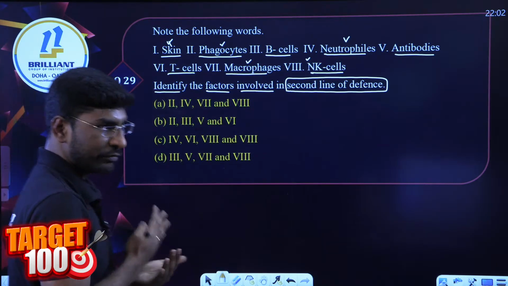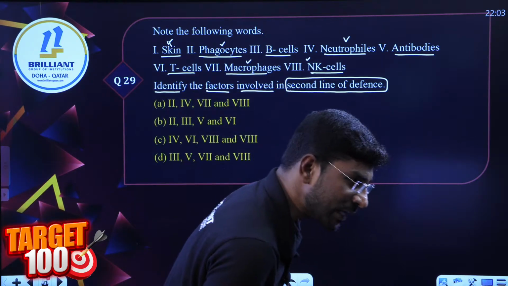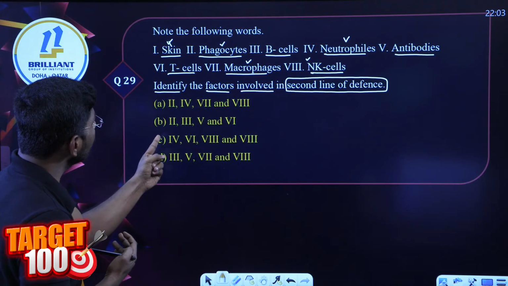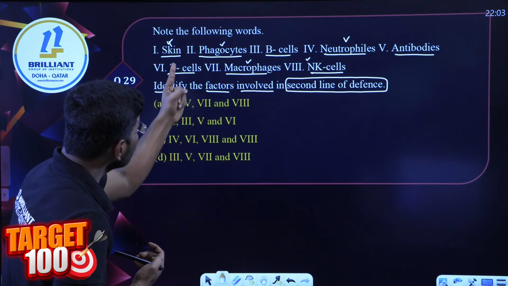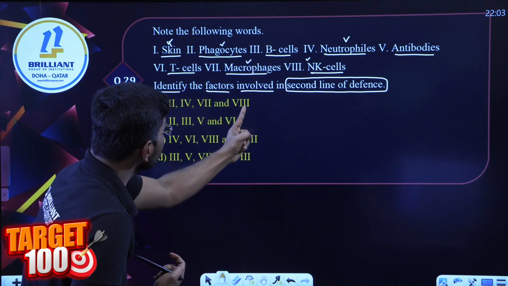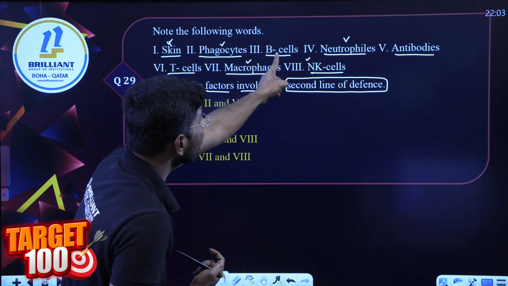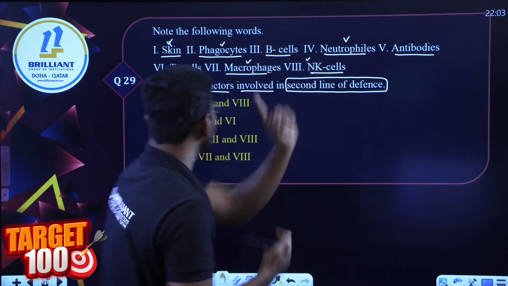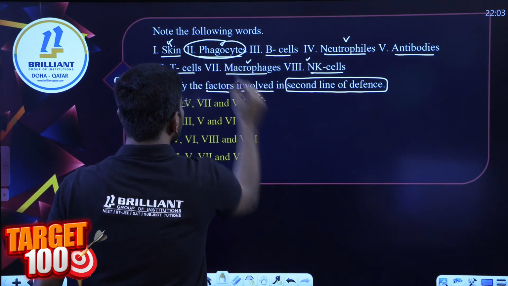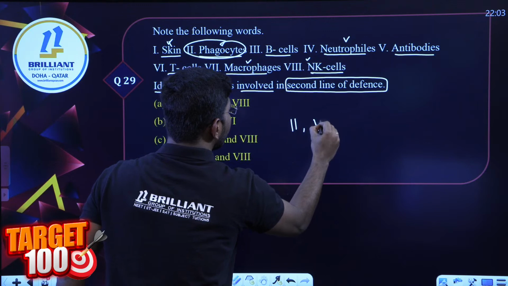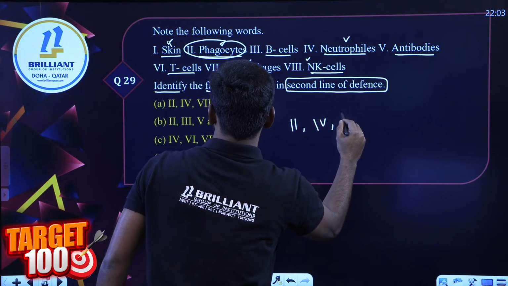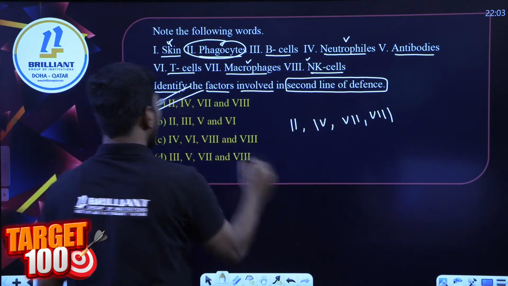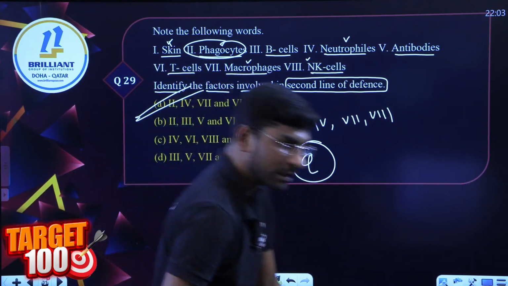Any one of you can guess the right answer? Yes, very good. So it is 2, 4, 7 and 8. Number 3 will not come, B cells are the third defense line. So I can write 2, next 4, next 7, and 8 also. So option A. Am I correct? Yes, done.